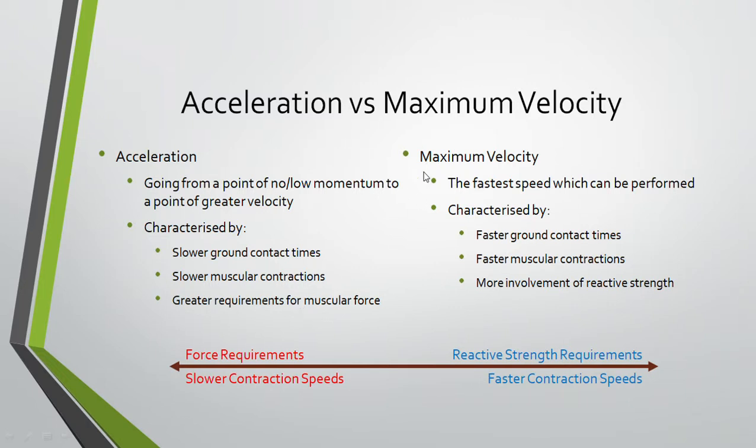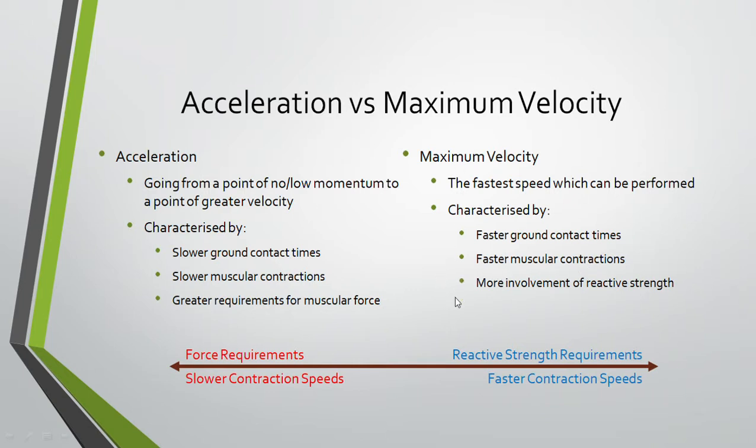So maximum velocity is slightly different to acceleration in that we're talking about when we're at top speed, basically, the fastest speed which we can potentially run at. And maximum velocity is different in that it's characterized by faster ground contact times. So when we're at top speed, we have very high momentum and we're traveling at high velocity, and each step on the ground is very fast, and therefore each muscular contraction we perform is going to be a lot faster.